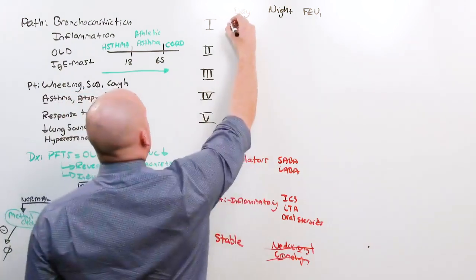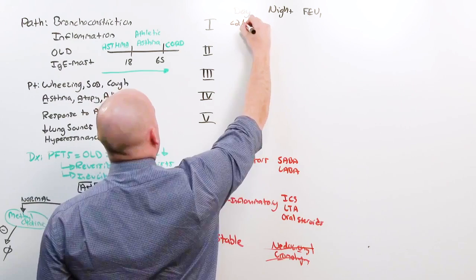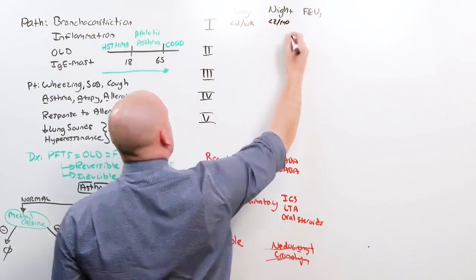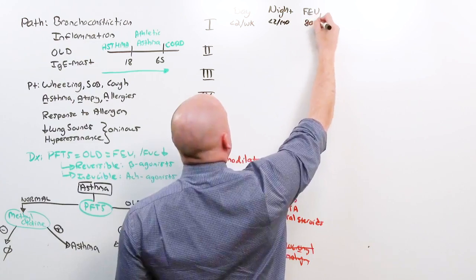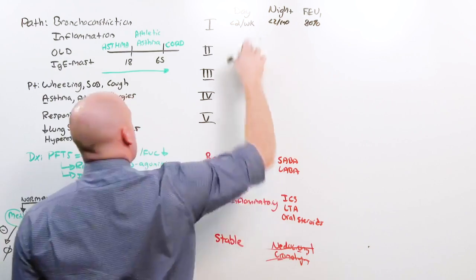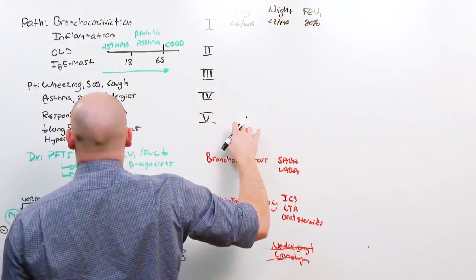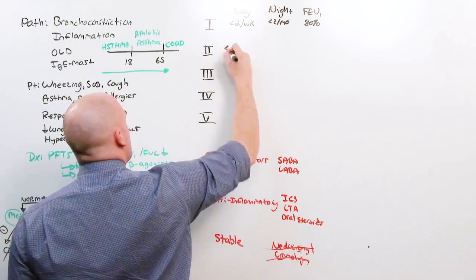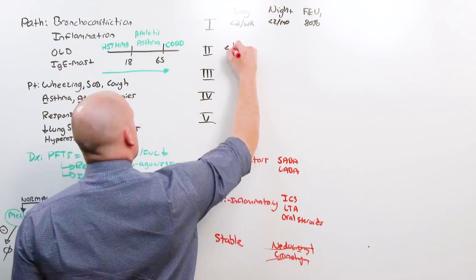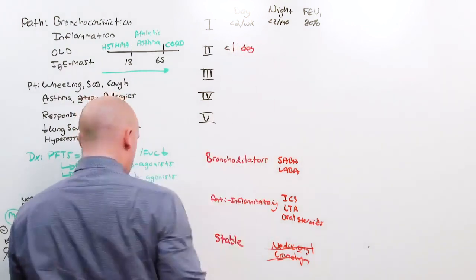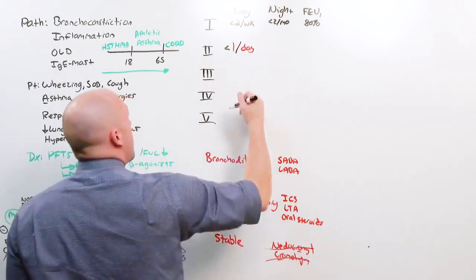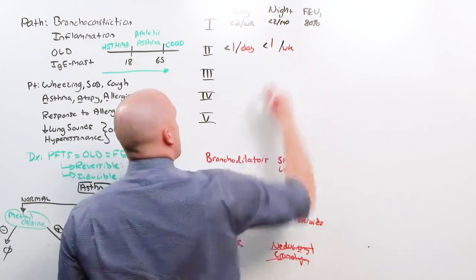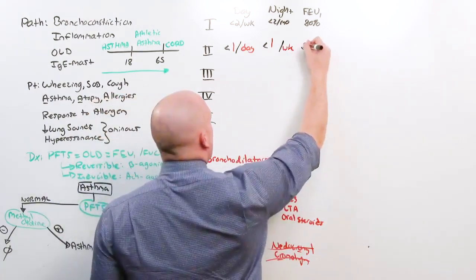For 1, you're going to see symptoms occurring in the daytime less than 2 times per week. And nocturnal symptoms occur less than 2 times per month. And the FEV1 is about 80%, so mostly normal. As you go down, it's going to become more frequent and more severe. Stage 2 is going to occur less than once per day, but more frequently than less than 2 times per week. And nocturnal symptoms are going to occur less than once a week. This still represents about an 80% FEV1.